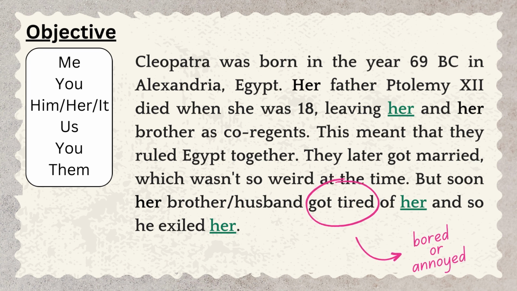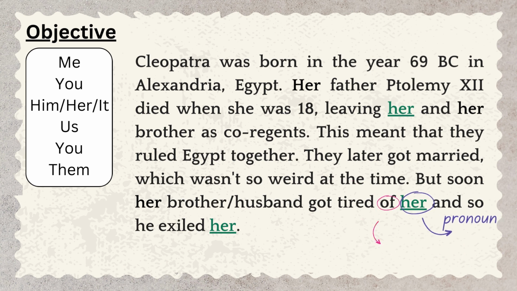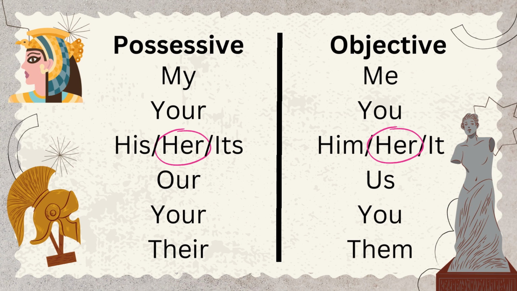Got tired of her. This is an expression we use, get tired of something or someone. It means to be bored or annoyed because of something or someone. I got tired of waiting, so I left. Notice how it's got tired of her. We always use objective pronouns after prepositions. Of is a preposition. Her can be a possessive pronoun or an objective pronoun.